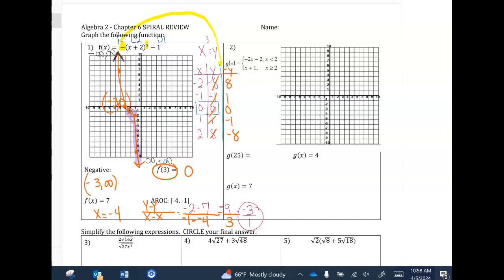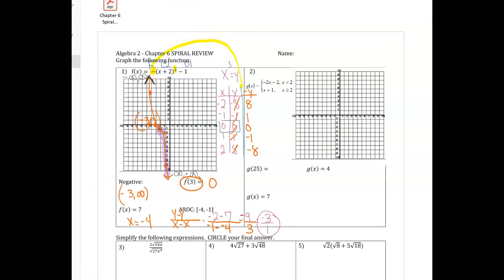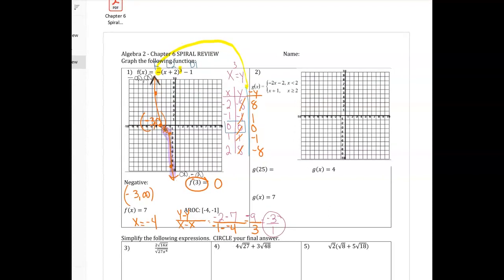All right, let's go to the next one. Okay, so our next function is a piecewise function, and we will be graphing 2 lines. So let's start with our first line. And we're going to have a y-intercept of negative 2 and a slope of negative 2 over 1. So my line's going to be going downhill.